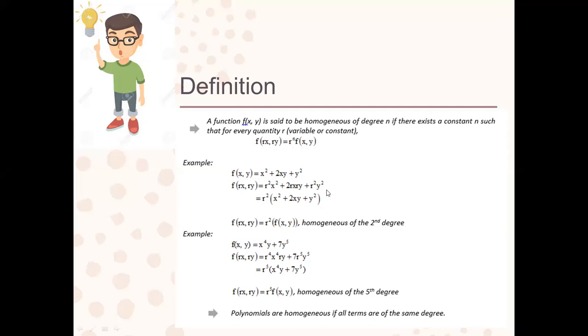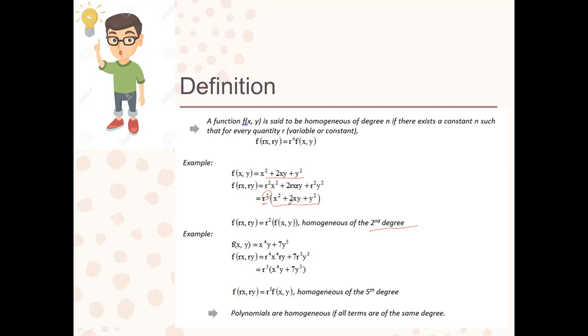Now, if you inspect, all your terms here have r squared as the common factor. If you factor out r squared, you have x squared plus 2xy plus y squared. And what is this? If you look closely, what you have in here is your original given function. And you have this r raised to 2. So the exponent of the r tells you the degree of this homogeneous function.